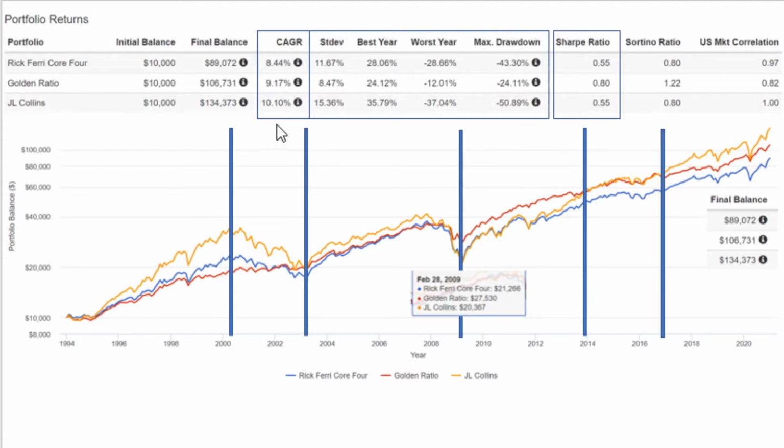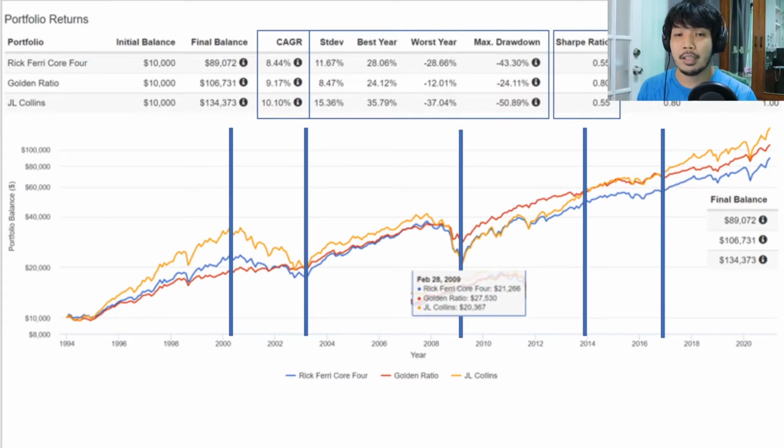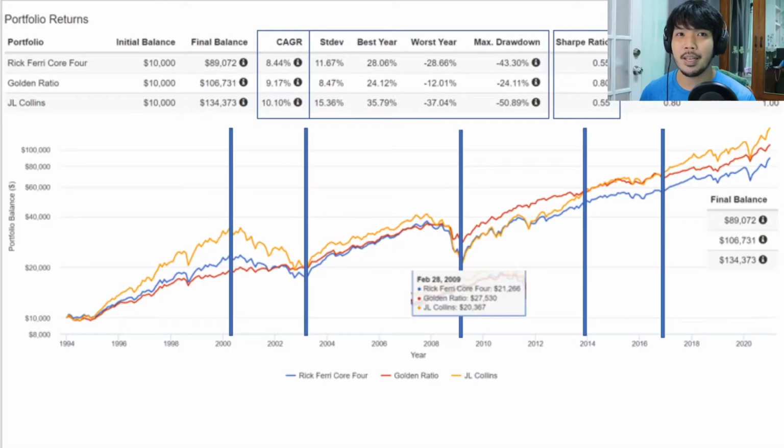So you can see now kung bakit mataas yung Sharpe Ratio ni Golden Ratio compared dun sa JL Collins at saka dun sa Rick Ferry Core 4. So I hope etong part pa lang ng video na to, you are already seeing ano ba yung gusto nating gawin, no? So we are going to compare portfolios, and we are going to take some money out of them every now and then to simulate a retired life, no? And we'll see kung ano yung performance niya through time.